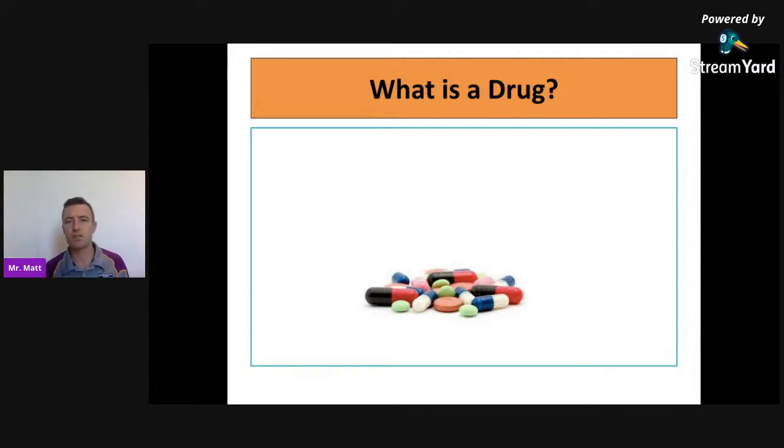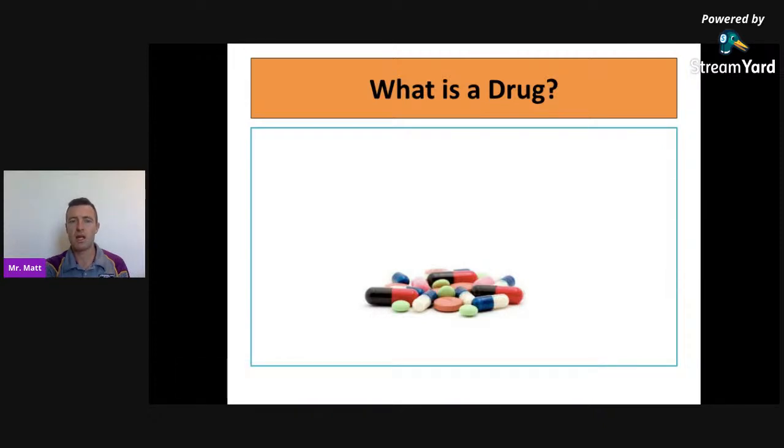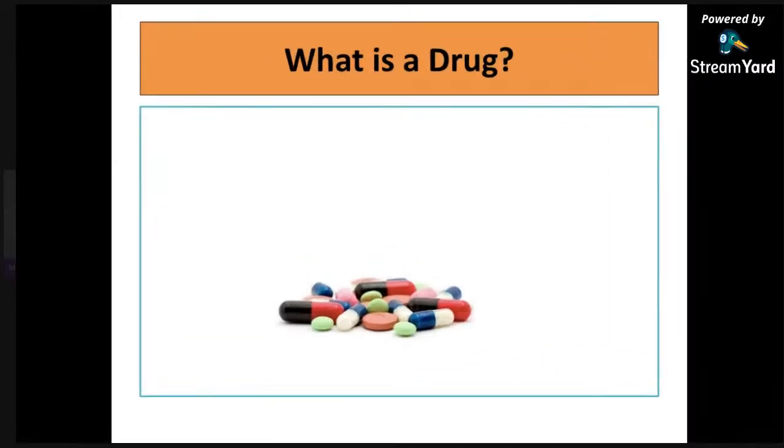Okay, so let's move on to our first bit of information, which is: what is a drug? You definitely need to know the definition of what a drug is. It's a very quick, easy mark to throw into your questions, especially for the longer answer questions. If you can straight away talk about what a drug is, then you are definitely on your way to making a good start to your answers. So have a think about that. I'll give you 30 seconds just to write something down about what a drug can be defined as.